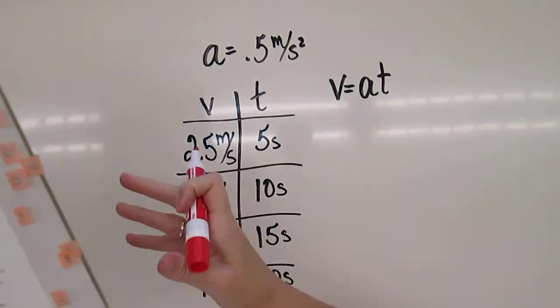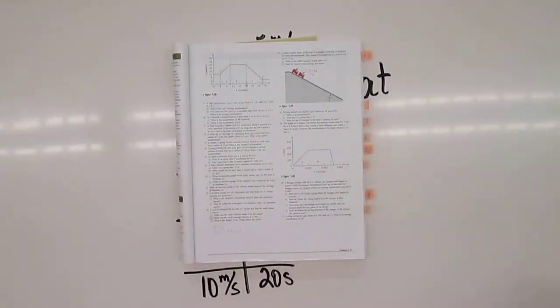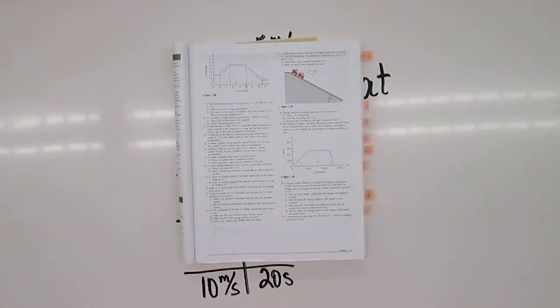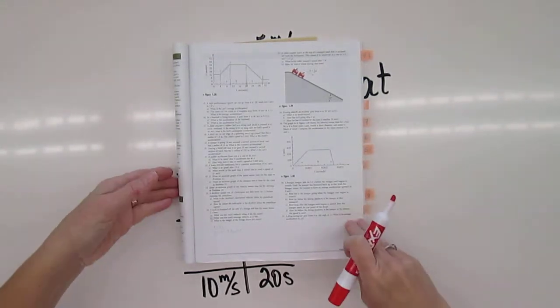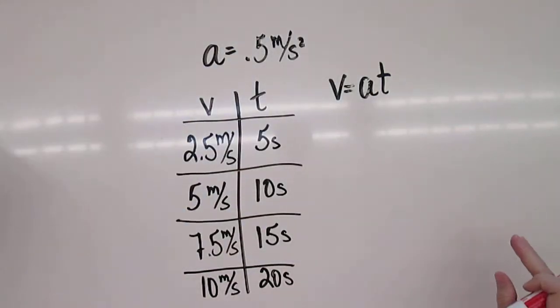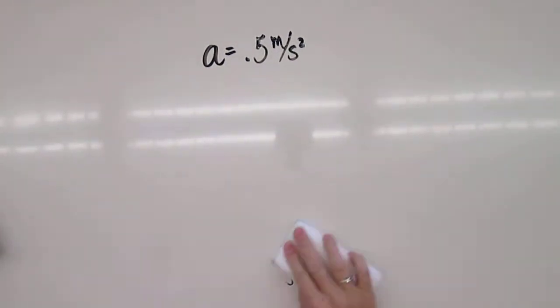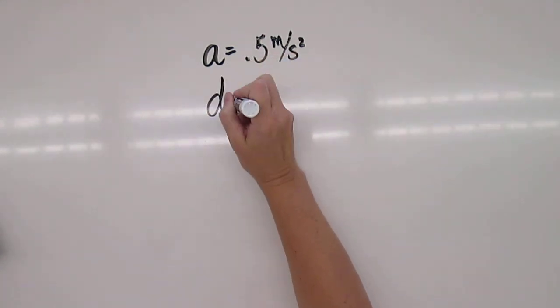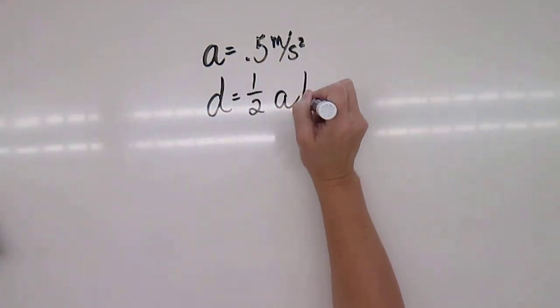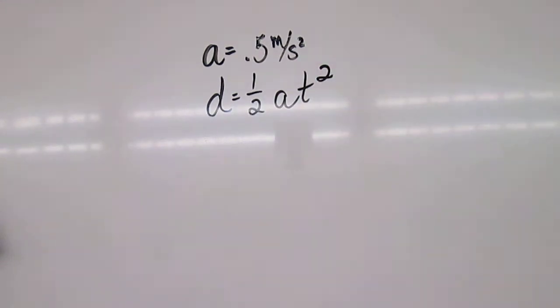Part B. Part B says to draw an accurate graph of the distance versus time for the train. Now we're looking for the distance. So given the same information that we had, that acceleration is 0.5 meters per second squared, now we're going to calculate distance. And we're going to use the equation that distance is equal to 1/2 AT squared.